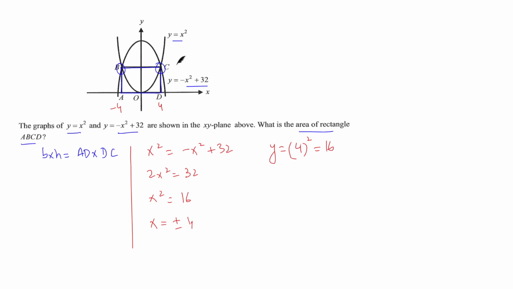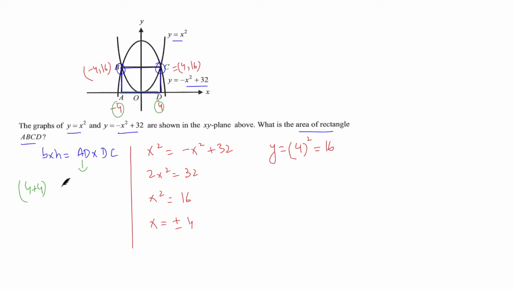So what's the coordinate of point C? This is 4 comma 16, and the point B is basically minus 4 comma 16. So we have our base and height. What's the base? This is the base AD. AD is the base, which is 4 plus 4. Please be careful with the negative signs. The length is always positive. So you add these up. This is 4. This is also 4.